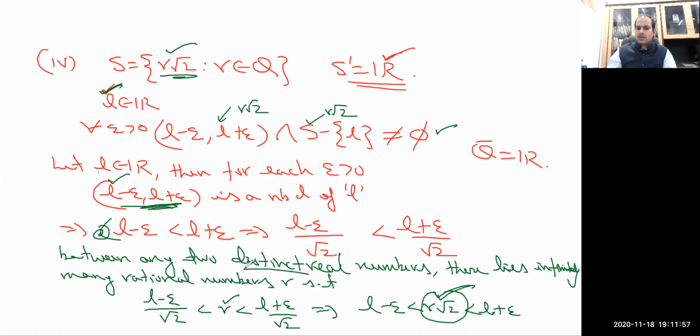So using this denseness property, the derived set of this set is going to be the whole of R.